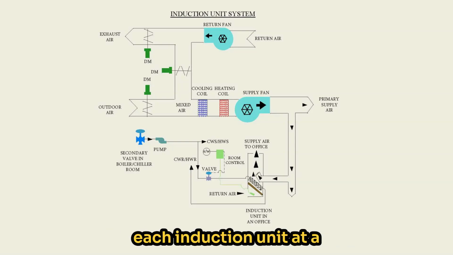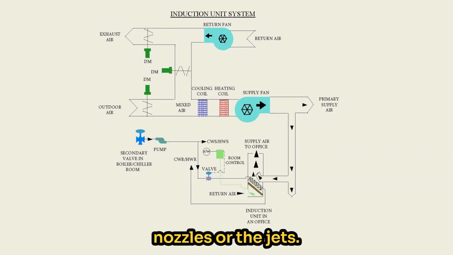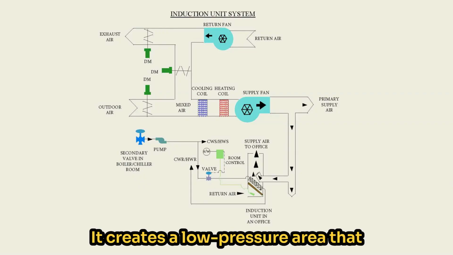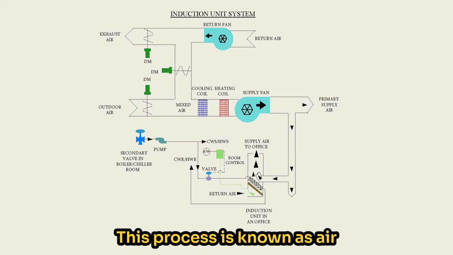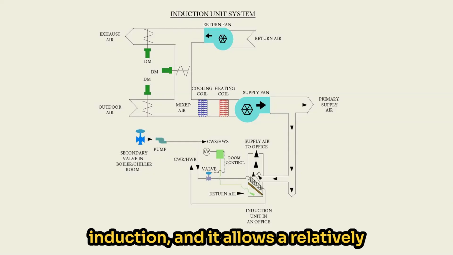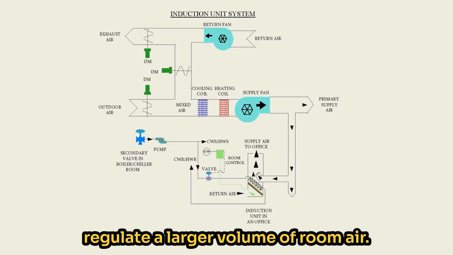Primary air is delivered to each induction unit at a relatively high pressure. It passes through the nozzles or the jets. It creates a low-pressure area that draws room air through the coil. This process is known as air induction, and it allows a relatively small amount of primary air to regulate a larger volume of room air.